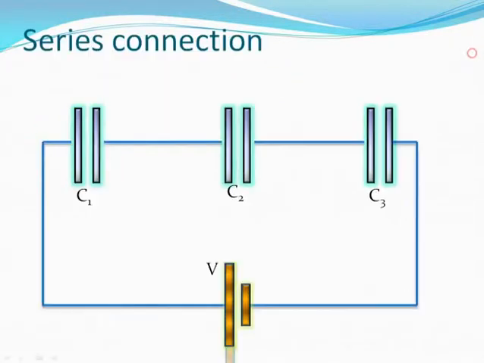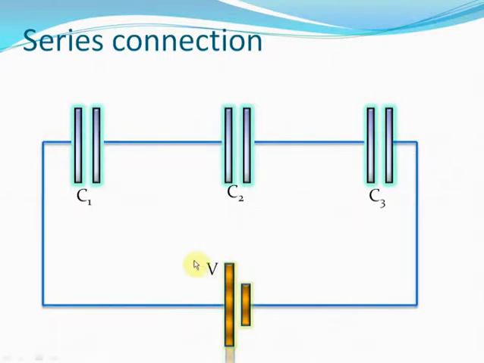Understood? Now let's finally come to the point where we study what happens when we connect different capacitors together. The first type of connection in which we can connect different capacitors together is the series connection. When do we say that capacitors have been connected in series? We say that capacitors are in series when they are connected one after the other, after the other, after the other with respect to the battery.